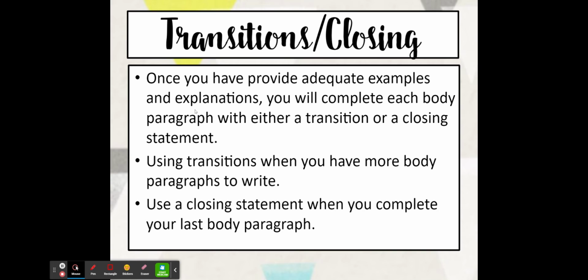Once you've provided adequate examples and explanations, you will complete each body paragraph with either transition or closing statements. We're going to use transitions when we have more body paragraphs to write. So when you're doing a multi-paragraph essay, you're going to use this as a transition. If you're using this as a last body paragraph, this is going to be your closing statement, right? So this is going to wrap up your body paragraphs.